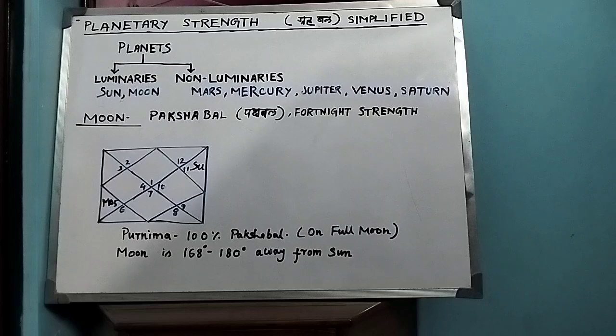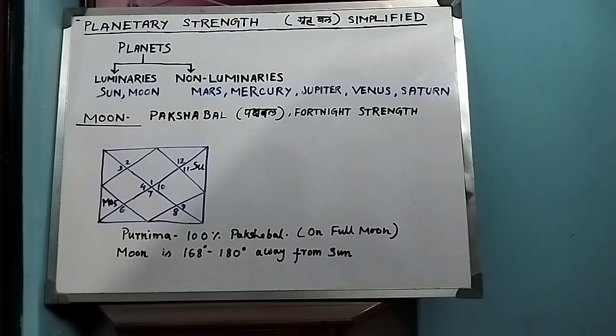In the Purnima Tithi, moon gets the highest amount of Pakshabal due to having maximum distance from the sun. On Purnima Tithi, moon is longitudinally 168 to 180 degrees apart from sun. On each Tithi, distance between moon and sun either increases or decreases by 12 degrees depending upon the phase of moon, whether it is Shukla Paksha or Krishna Paksha.